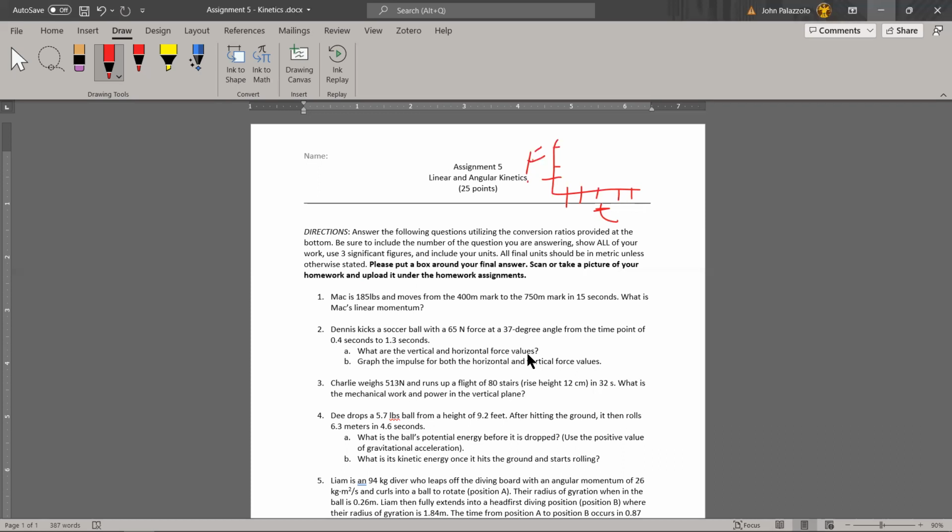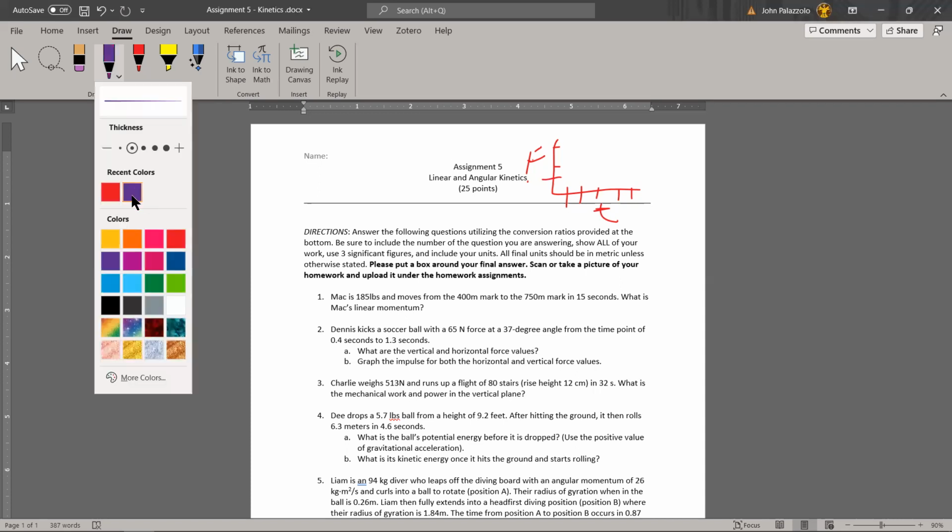Well, whichever one of those is the largest value should have more area under the curve. So I'm not going to do the math for you, but let's say that the horizontal force was greater than the vertical force. So I'll use blue to draw the vertical force.